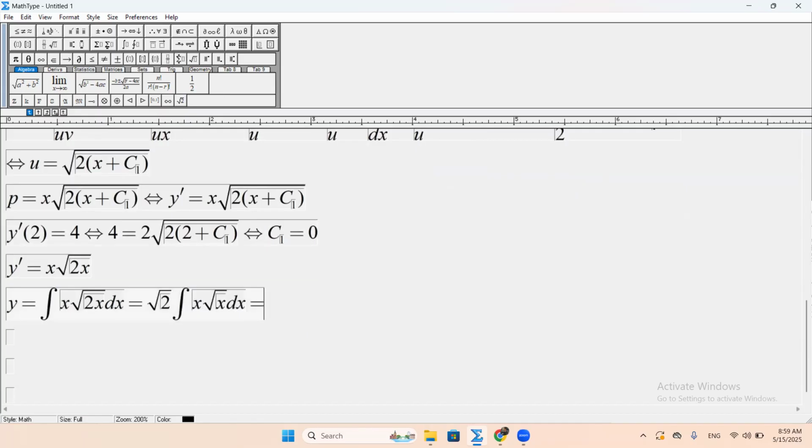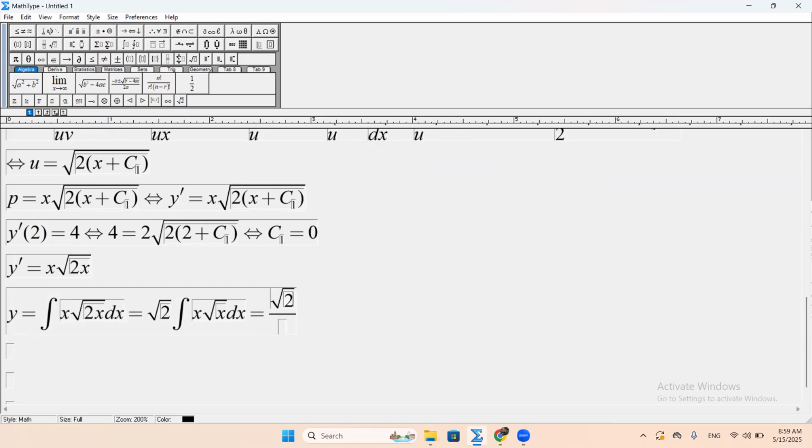And what we will receive? So square root of 2, 2 square roots of 2 divided by 5, x square, square root of x, plus c2. And now we will find c2 as well.